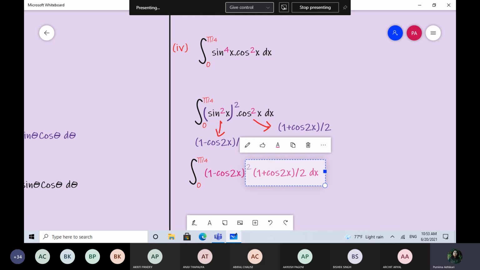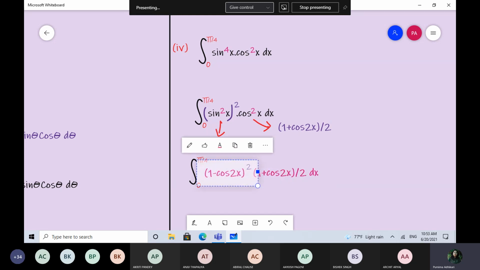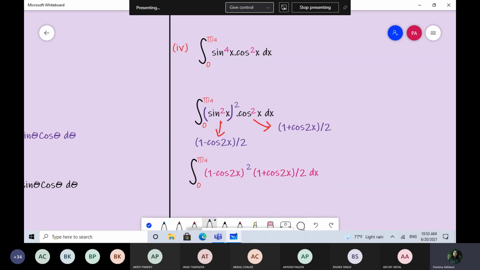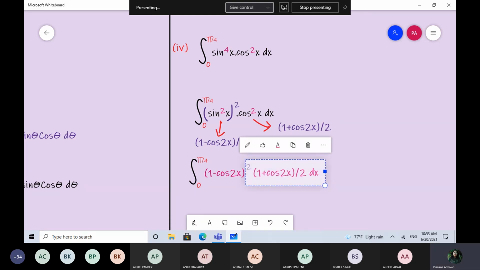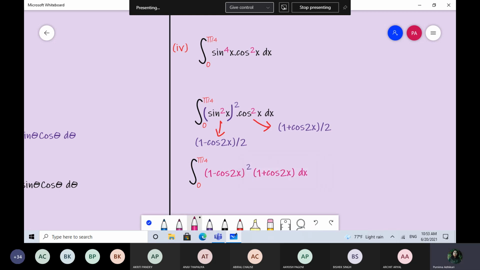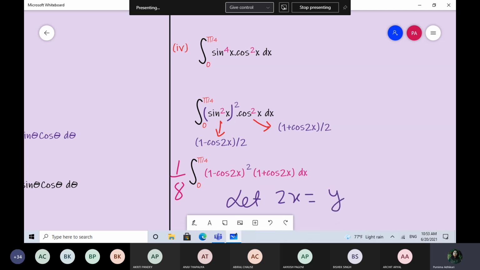What mistake did I make here? Divided by 2 is also there. So let me write it down as a whole. How do we write this divided by 2? 1 by 4 times 1 by 2. Let's make it 1 by 8. So what next? Now let 2x equals y. After this we are going to carry on with this.